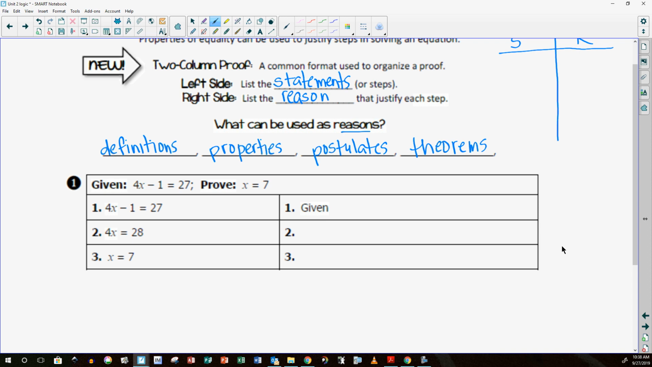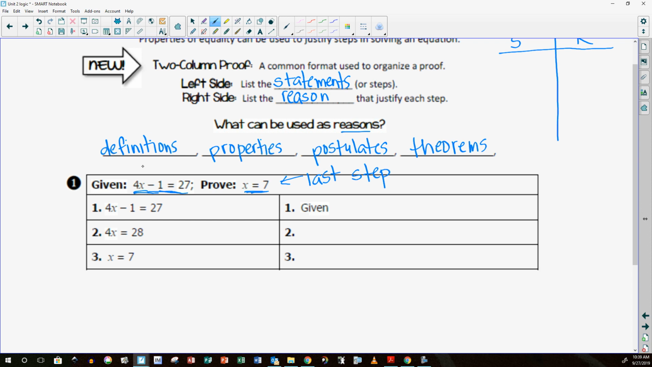Okay? When you are writing a proof, you will always be given some information. They'll tell you, I'm giving you this piece of information and I want you to prove this. This will always be your very last step. You cannot use it anywhere else in the proof. If you try to use this part anywhere else in the proof, your proof is automatically wrong. Okay? It has to be last.